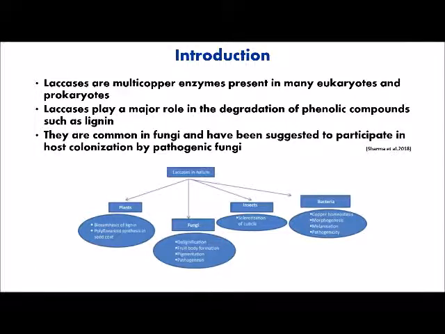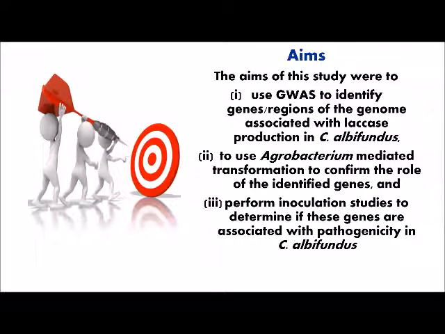So this then led to our aims. The aims of this study were to use GWAS to identify genomic regions that are associated with Laccase production in Ceratocystis albifundus, then use Agrobacterium-mediated transformation to confirm the role of the identified genes, and finally perform inoculation studies to determine if these genes are associated with pathogenicity in Ceratocystis albifundus. This will be achieved in the following methodology.